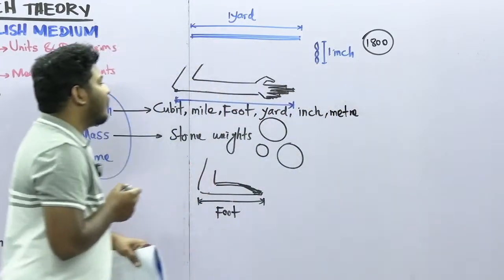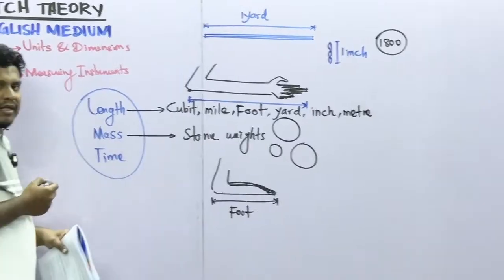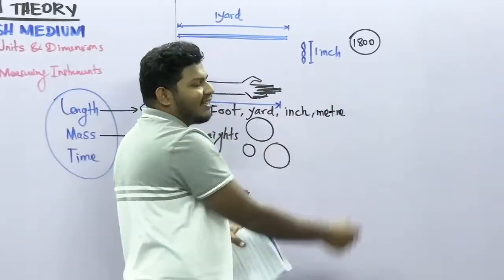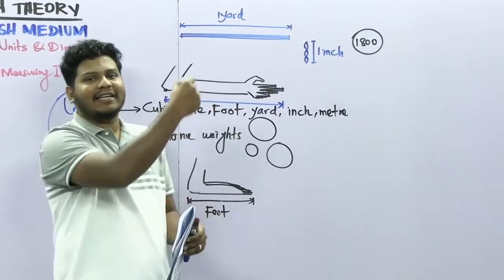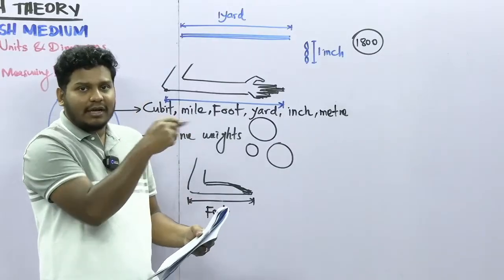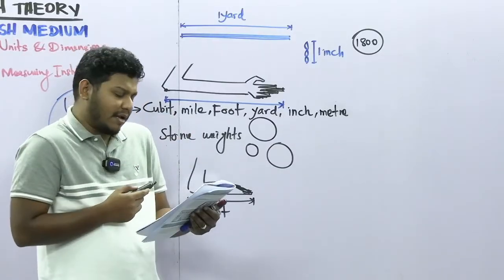So look at this one. Look at the revolution of the measurement of length: cubit, mile, foot, yard, inch, meter. This is how those measurements have evolved.